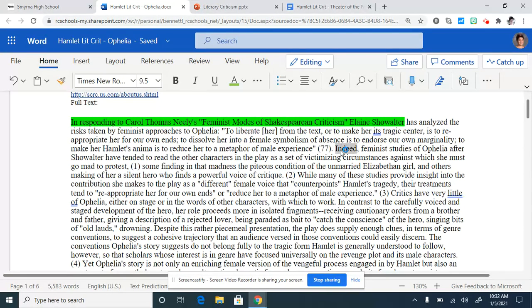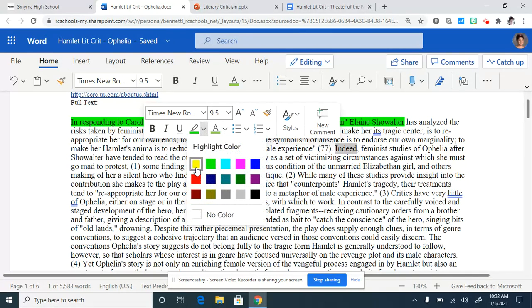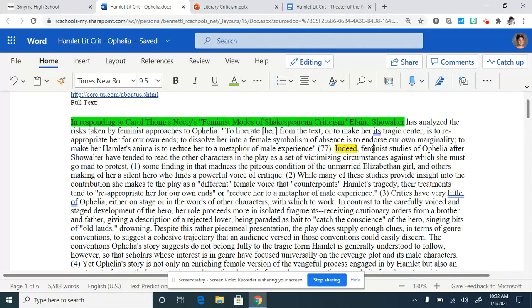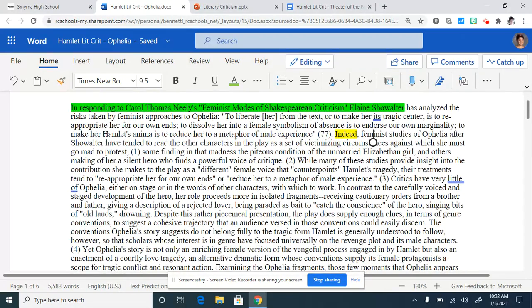This word indeed is one of those that I was saying you will become familiar with. This one shows agreement. So when she says indeed, we know that the writer of this article, Sarah Gates, agrees with Elaine Showalter. Indeed, feminist studies of Ophelia after Showalter have tended to read the other characters in the play as a set of victimizing circumstances against which she, Ophelia, must go mad to protest.